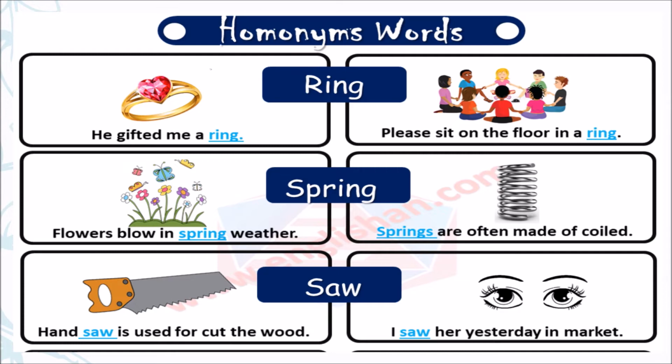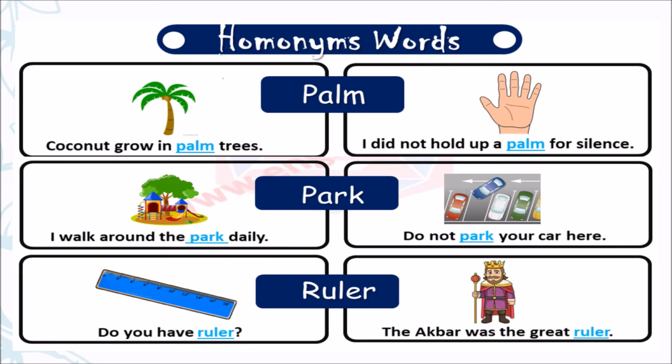Next we have saw. A handsaw is used to cut wood. I saw her yesterday in the market. Next we have palm. Coconuts grow on palm trees. I did not hold up a palm for silence. Next we have park. I walk around the park daily. Do not park your car here.